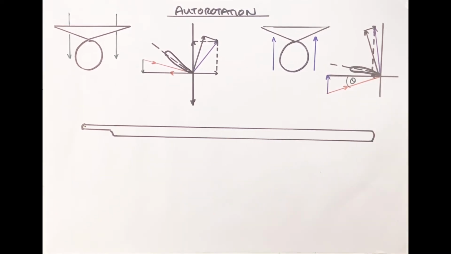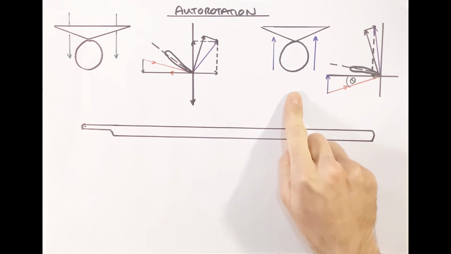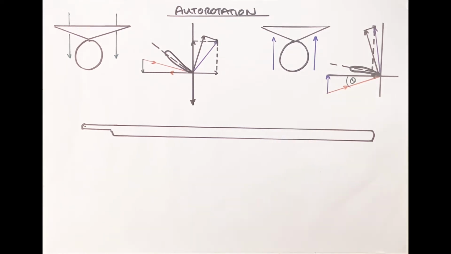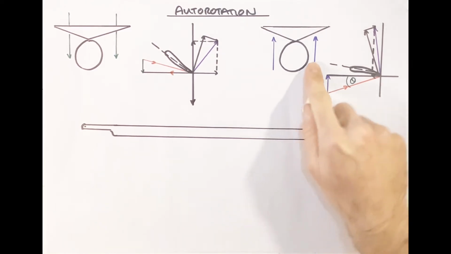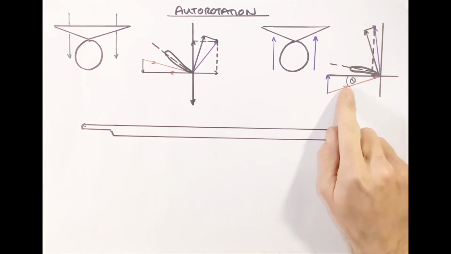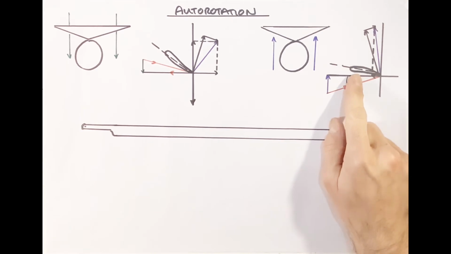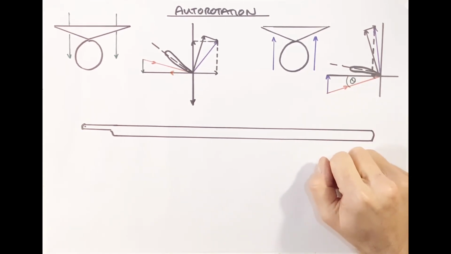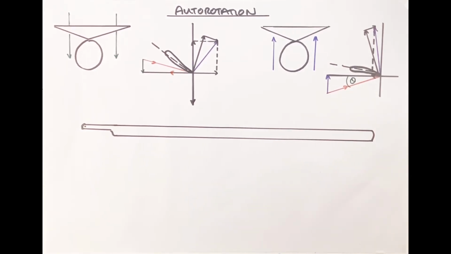So how is that actually going to help the aircraft? Well, we already said that the aircraft is descending down towards the ground. And as it descends, it picks up speed. It gets faster and faster, and as it gets faster and faster, our rate of descent flow starts to get larger and larger. As it gets larger, you can see the inflow angle, and therefore the angle of attack gets larger and larger.